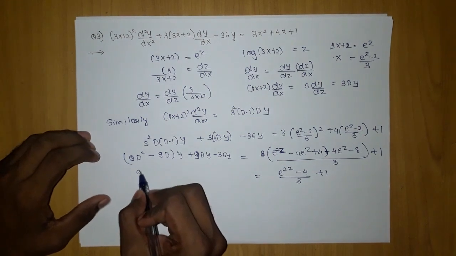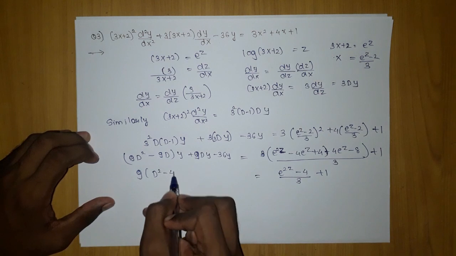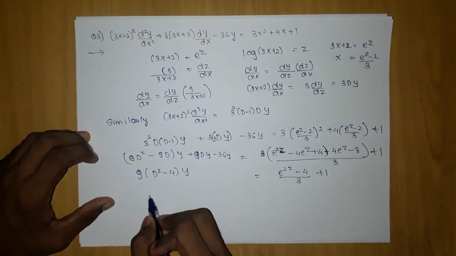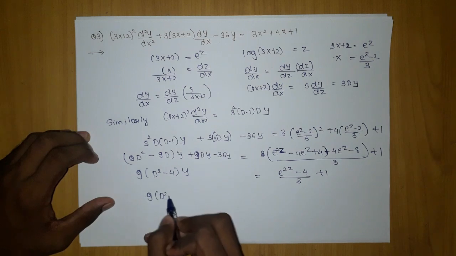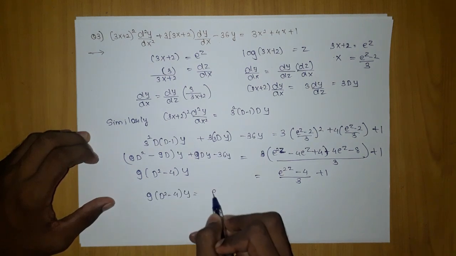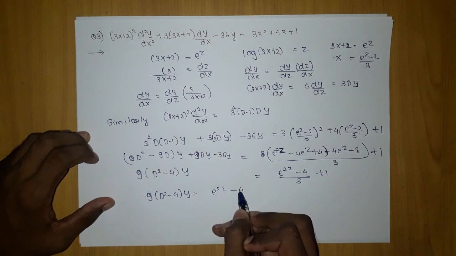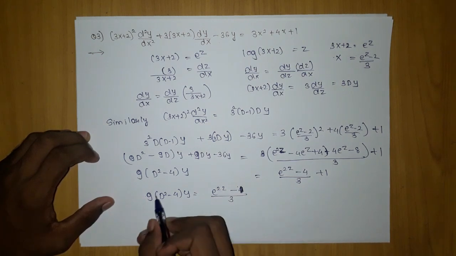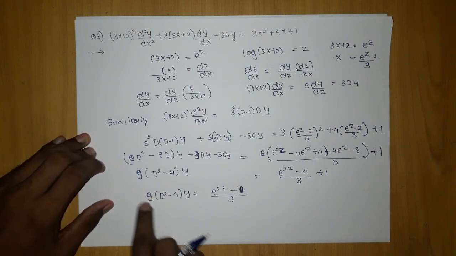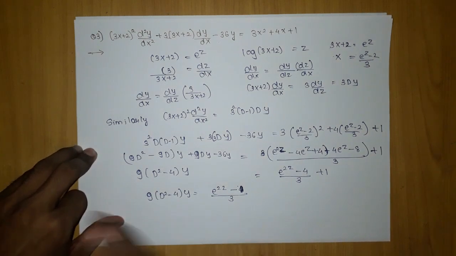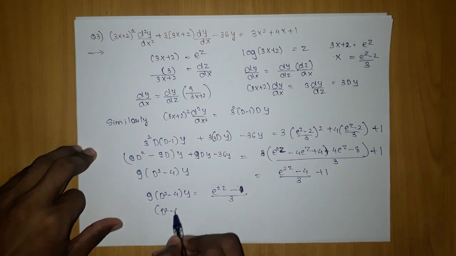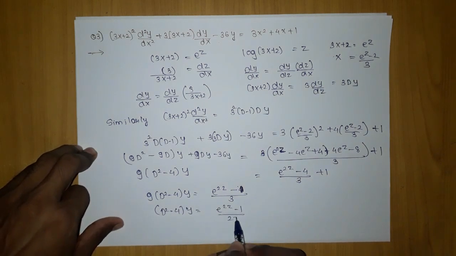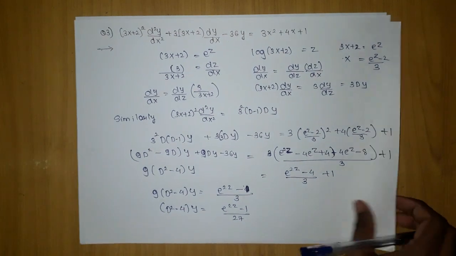If I take the 9 outside, we are going to be left with (D square minus 4) into y equal to this thing. If we simplify, we are further left with (D square minus 4) into y equal to e to the power 2z minus, this will become minus 1 by 3. Remember there should not be any constant term outside, you have to take it on the right side. So if we do that, (D square minus 4) into y should be e to the power 2z minus 1 by 27. So we're getting this thing.